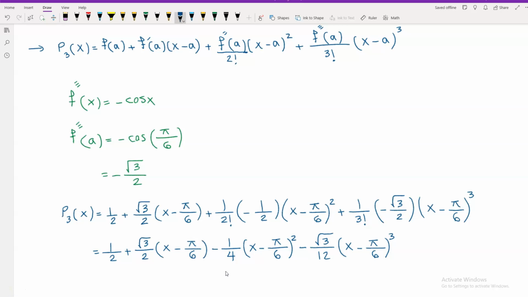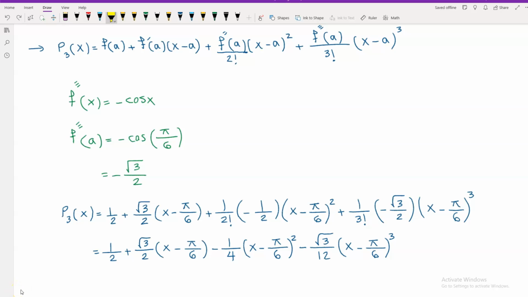So Taylor polynomial of order 3, this is equal to what we have for f of a, which is 1 over 2, plus first derivative, which is square root of 3 over 2, times x minus a, which is pi over 6, plus 1 over 2 factorial multiplied by negative 1 over 2 multiplied by x minus pi over 6 to the second power. Now we should add what we had from this part, third derivative. So add 1 over 3 factorial times negative square root of 3 over 2 multiplied by x minus a, which is pi over 6, to the third power.